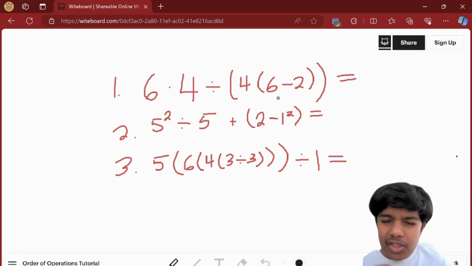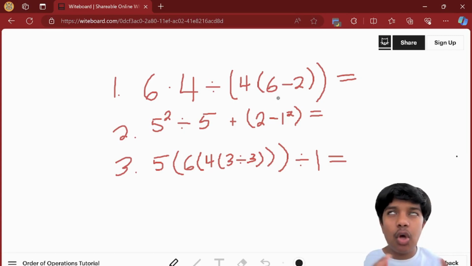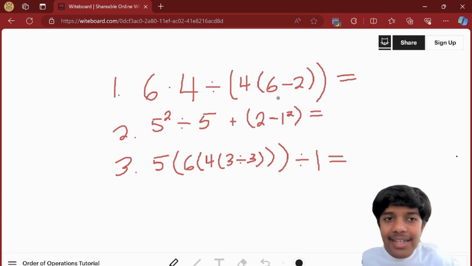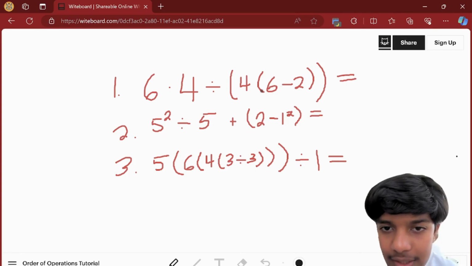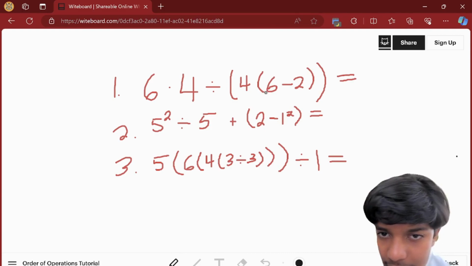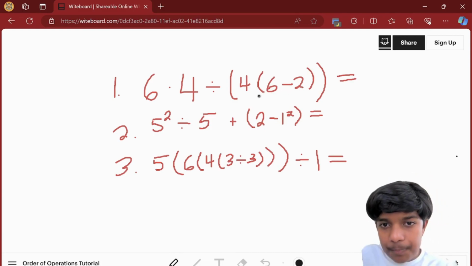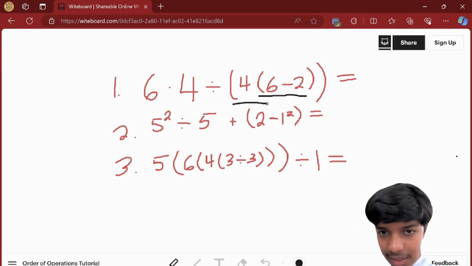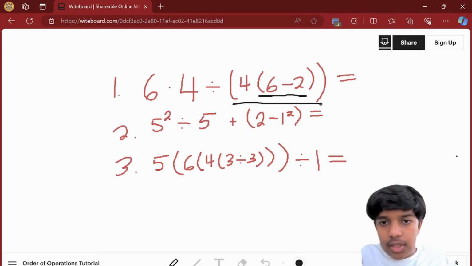It's basically the internal parentheses. We're supposed to solve whatever is in there, and then move on externally, basically. So the interior parentheses, or the internal one, 6 minus 2, right? This is inside these. So 6 minus 2 is 4. 4 times 4 is 16.